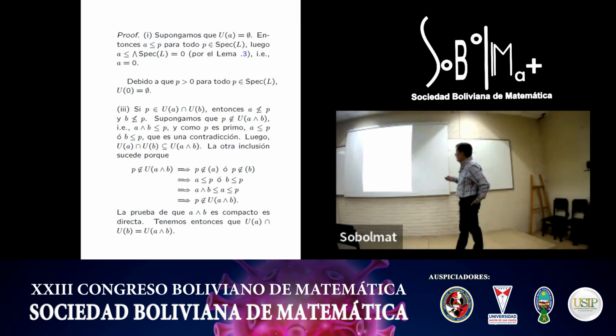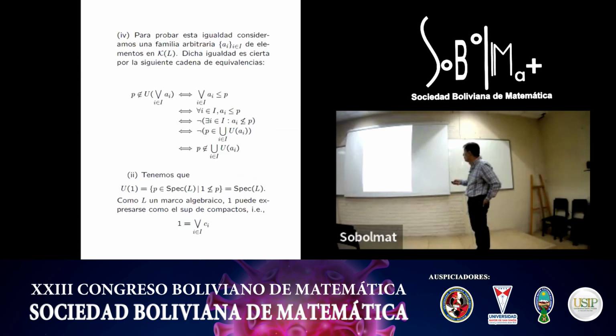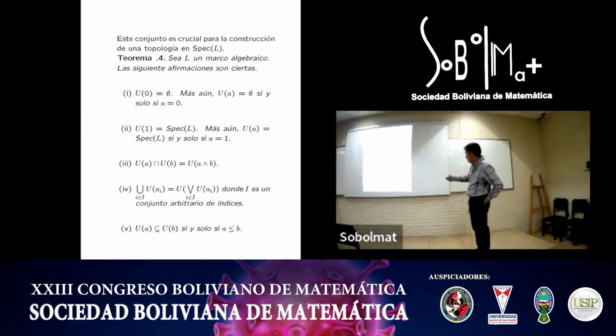Condition 3. Let me go over this one because in the other one we have. Let me go back. Aquí tenemos dos propiedades, la 3 y la 4. Cerrado para la intersección y cerrado para la unión arbitraria.